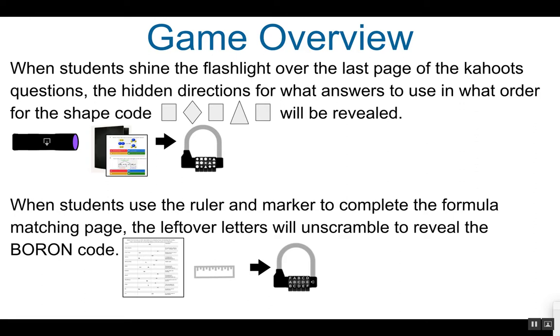When students use the ruler and the marker, it's important to use a marker here because if the line is too thin, it may not look like it's going specifically through some of these letters. So use a marker and a ruler to complete the formula matching page. The leftover letters will unscramble to reveal the code boron for the ABC multi-lock.